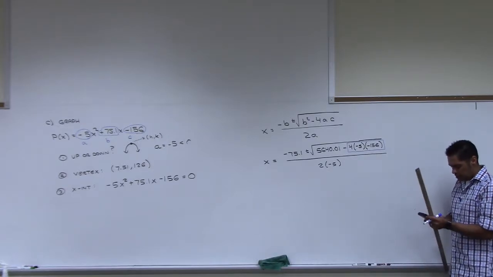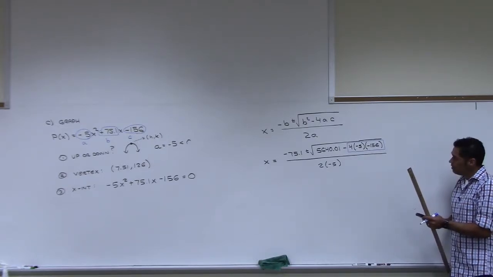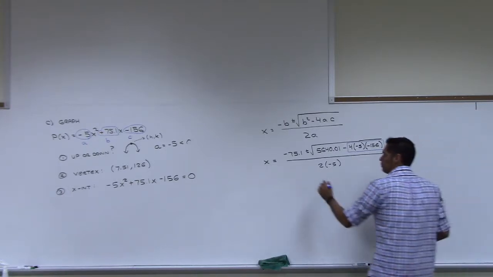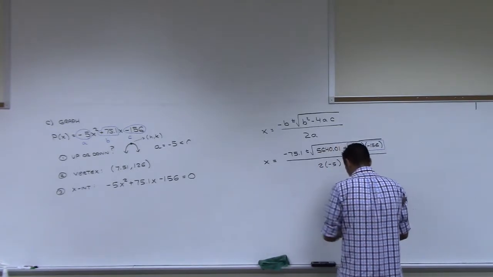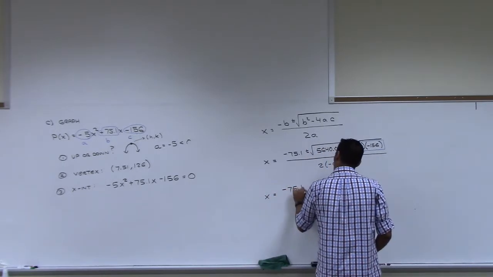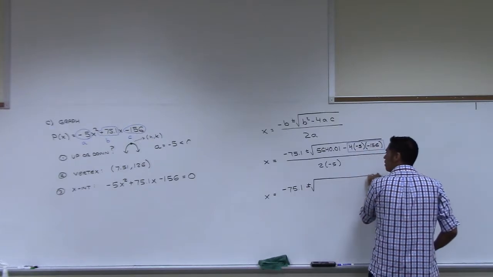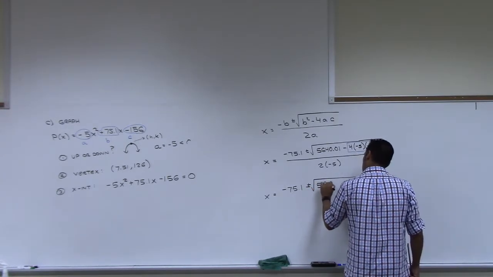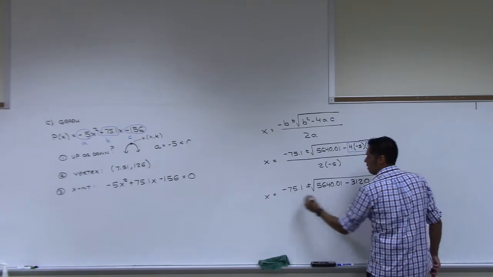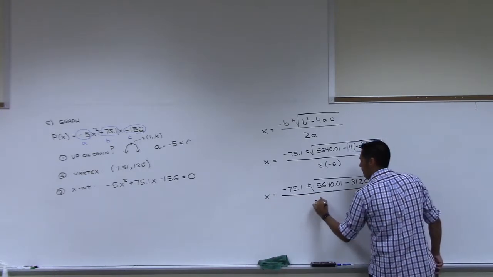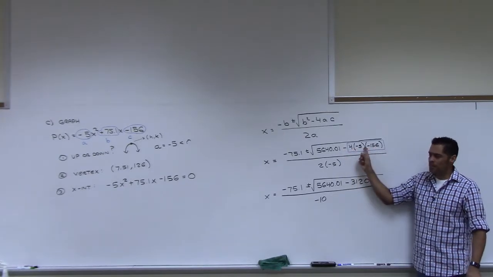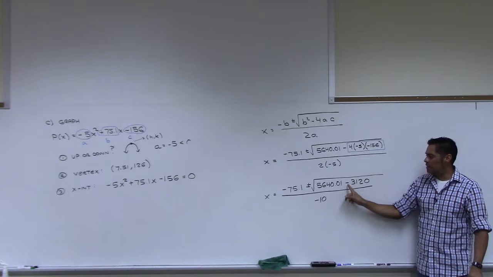Let's get on our calculators. Do 4 times -5 times 156. I get 3,120. So here's where I am. x should be equal to -75.1 plus or minus square root of 5640.01 minus 3120 all over -10. So these three numbers turned out to be positive, but remember we're subtracting. So that's why I still have a minus here.